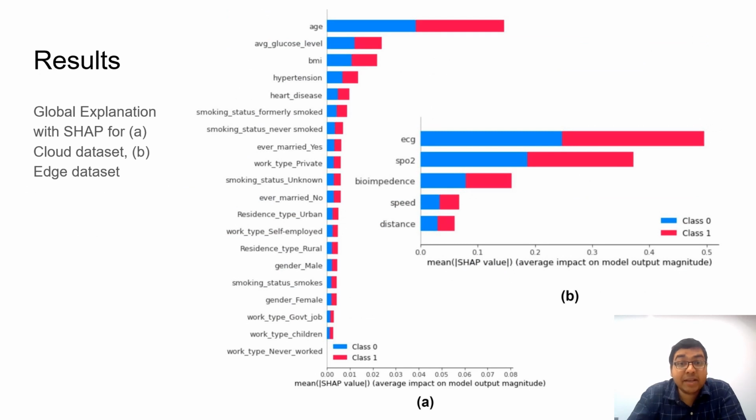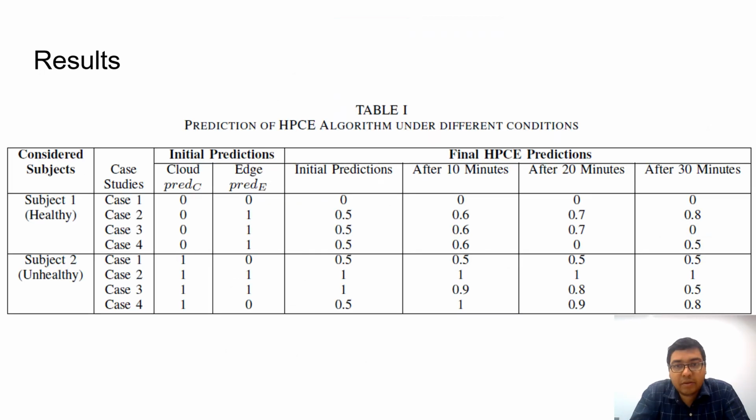This figure gives us global explanation for both the cloud-based database and the edge database. In the cloud database, which feature is how much important for the final prediction of heart attack, that thing is reflected in figure A, and the same thing when we are considering the edge database, which feature is how much important, okay, for the final prediction of heart attack, the same thing is reflected in figure B.